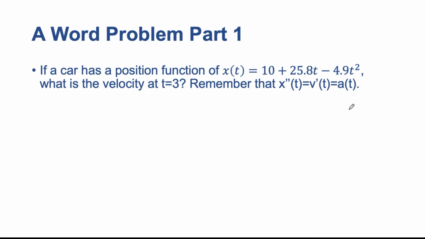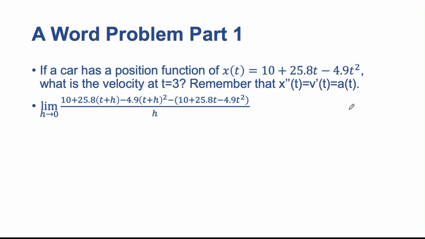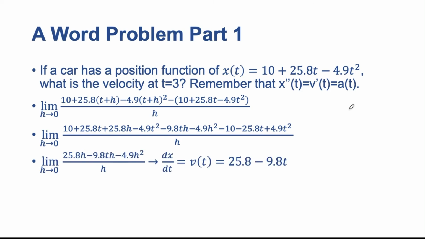In order to find the velocity, we're going to need to take the derivative of x of t, find x prime of t. So we are going to take the limit as h approaches 0 when we plug that into our difference quotient. After that, we are going to expand, consolidate our like terms, and then divide by h, giving us dx dt, or v of t, is equal to 25.8 minus 9.8t. And if we plug in for v of 3, we will get negative 3.6 meters per second. So that is the first part of our problem.